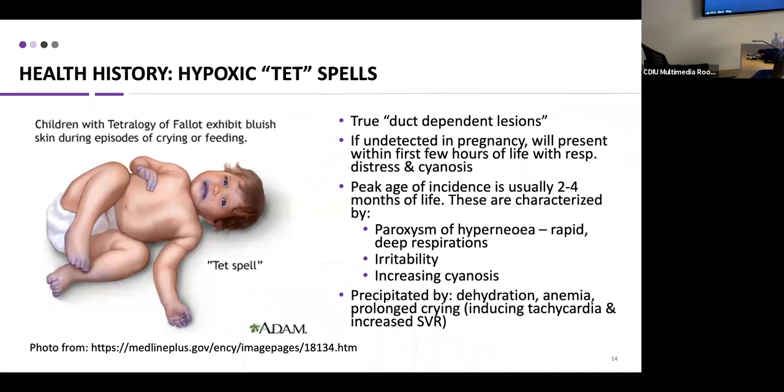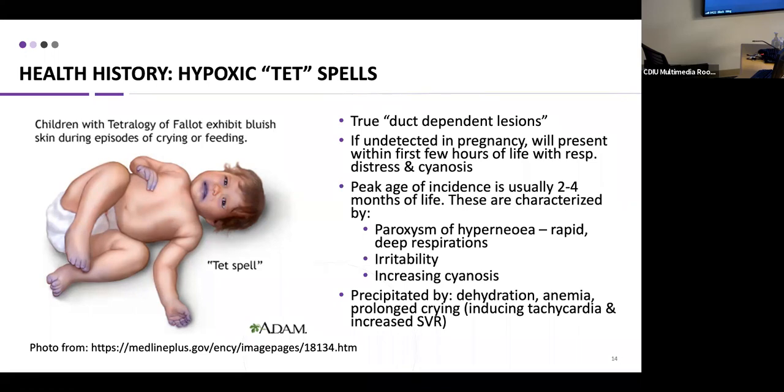The peak age of incidence usually occurs between 2 to 4 months of life, and these are characterized by rapid deep respirations, secondary to right to left shunting. Carbon dioxide accumulates and therefore stimulates the central respiratory center. This unfortunately causes further right to left shunting and then perpetuates the hypoxia.